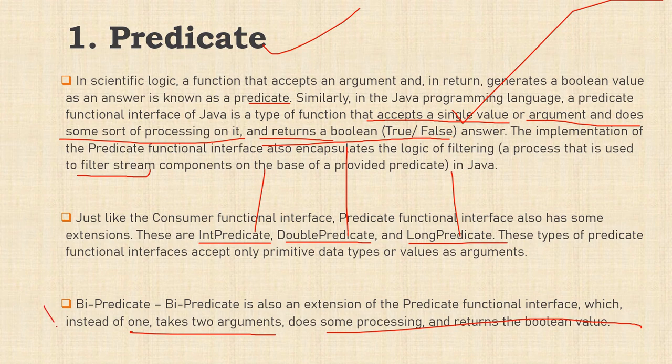But in BiPredicate, so we have Predicate also, and we have BiPredicate also. In Predicate it takes one input and returns boolean. But in BiPredicate it takes two inputs and returns boolean. So I hope you understood.